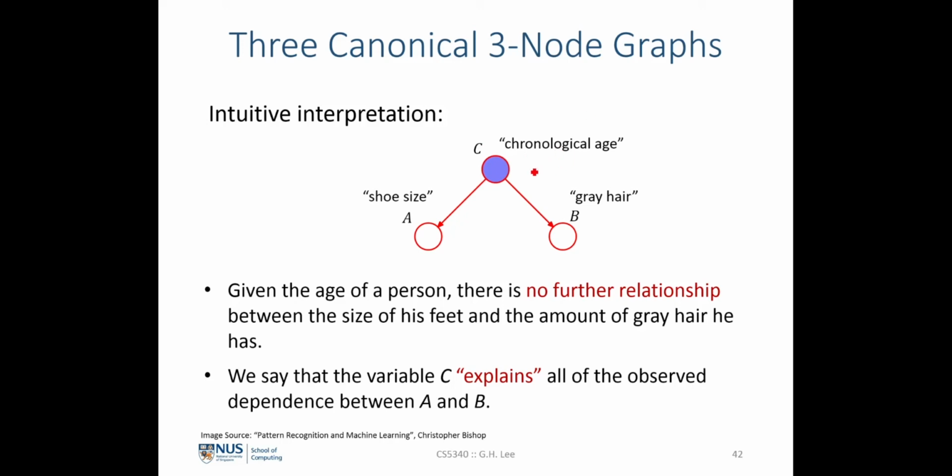But once we've observed the age of the person, then we will say that the shoe size becomes independent of the amount of gray hair. We do not need to care about the gray hair to infer the shoe size. The two random variables become conditionally independent once we know the age of the person. In other words, the random variable C explains all the dependence between A and B. And since C explains all the dependence between A and B, given that we have observed C, A and B become conditionally independent.